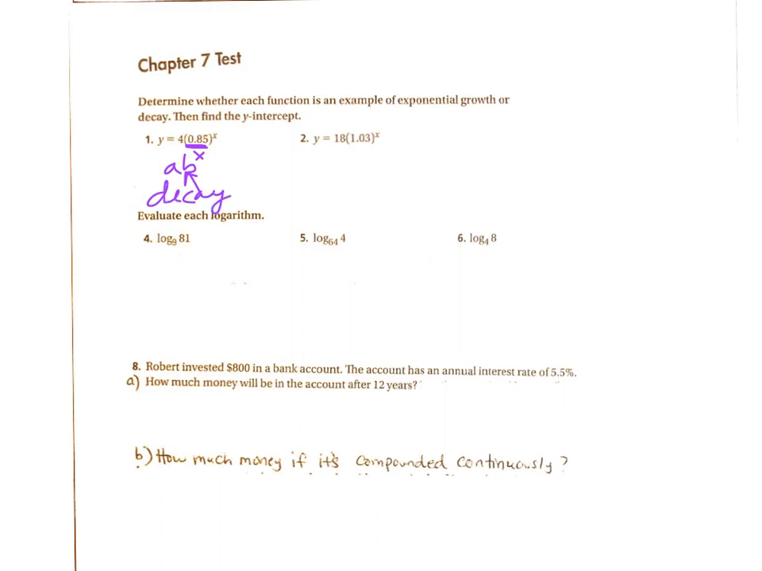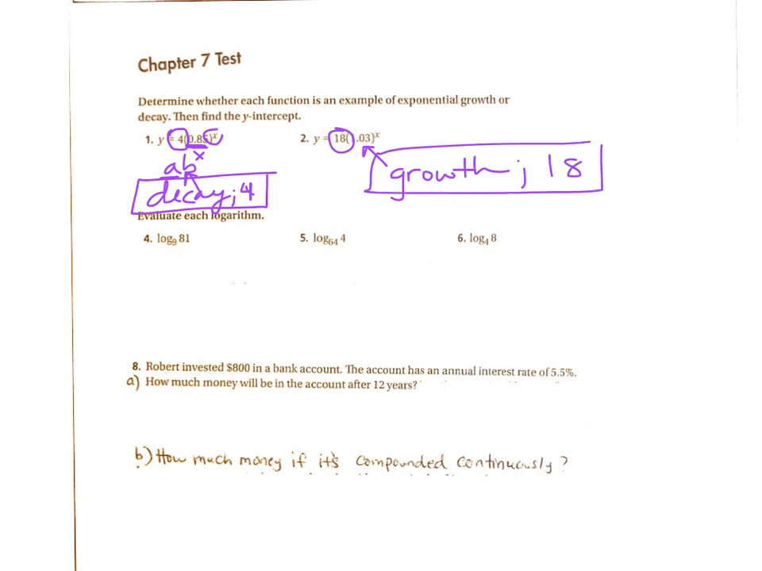And then whenever we plug in a 0 for x, we would get our y-intercept. So 0.85 to the 0 power is 1. So this number, that a term, always ends up being your y-intercept. So we would say this is a decay with a decay factor of 4, okay? This one is a growth factor because it's a number greater than 1, and your y-intercept is 18, okay? Then it says evaluate each log.